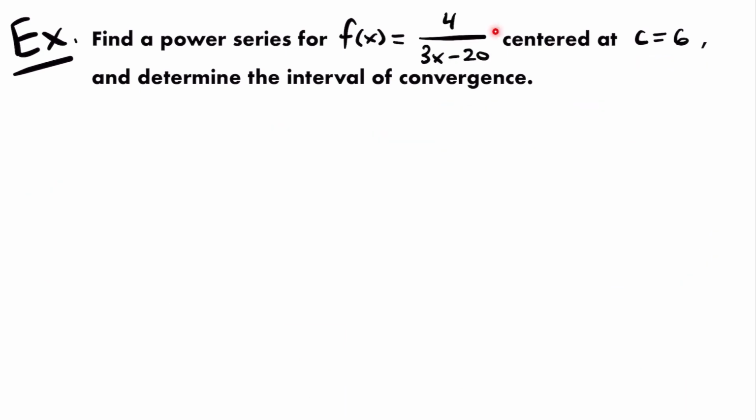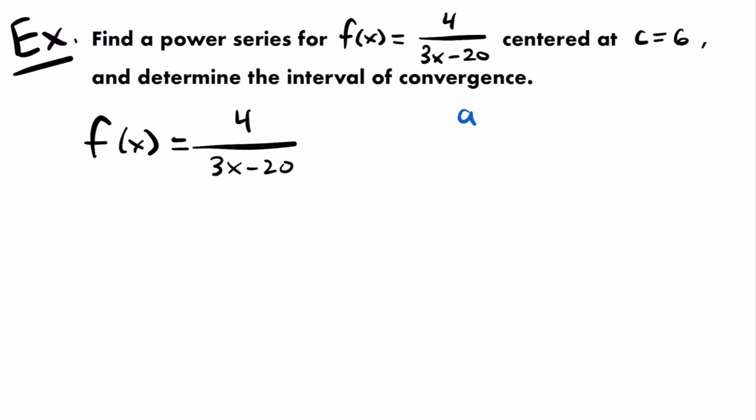All right, so here's our second example. We want to find a power series for this function, f of x is equal to 4 divided by 3x minus 20, centered at c equals 6, and we want to determine the interval of convergence. All right, so this time we're working with the function f of x is equal to 4 divided by 3x minus 20. So if we want to represent this function as a power series, what we need to do is get it in the form of the sum of a geometric series.